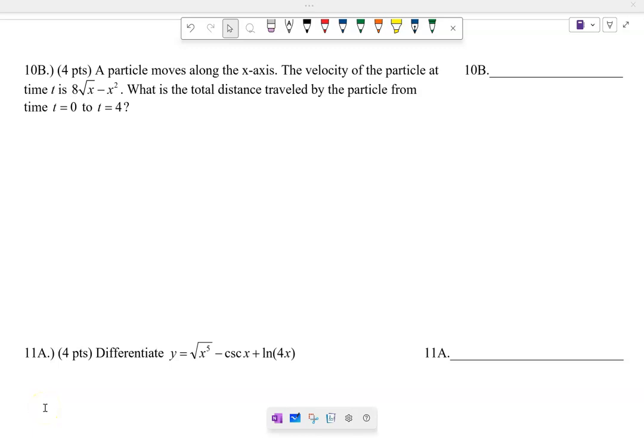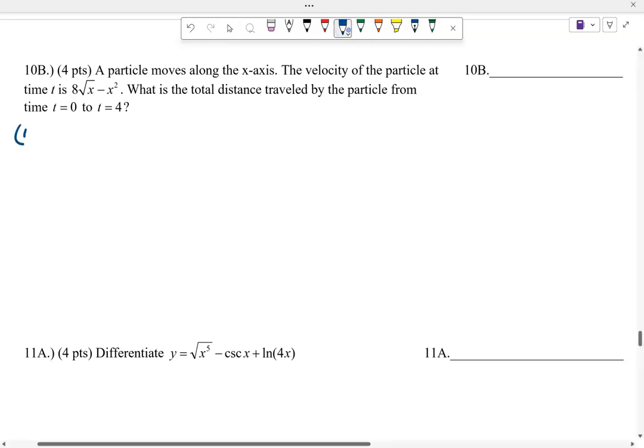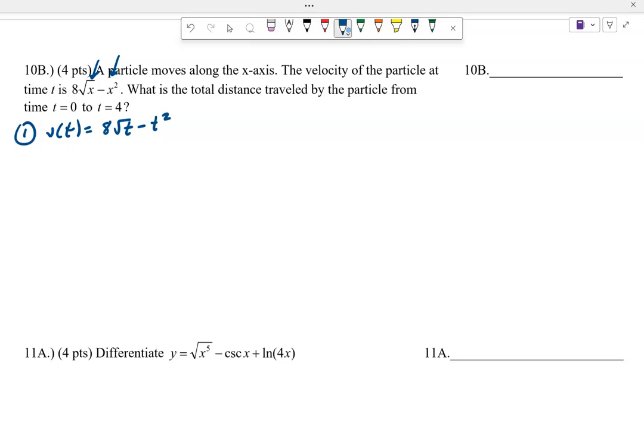You've got a particle here moving along the x-axis. Your velocity is given. So, maybe if I'm thinking about this visually, if my velocity is 8 root, you know what, that's supposed to be a t and a t. 8 root t minus t squared. Sorry about that typo there. Well, it's the distance traveled from 0 to 4. Let's say I graphed this and I found, I'm going to hit here at 0. I hit here again at 4 as well.